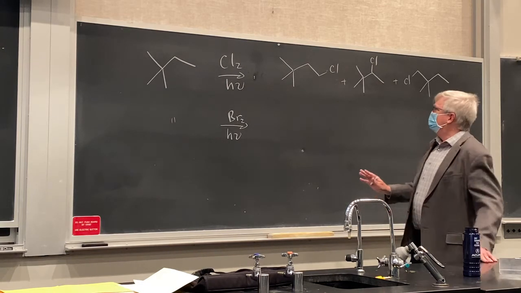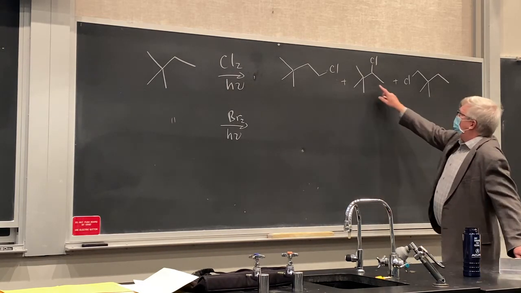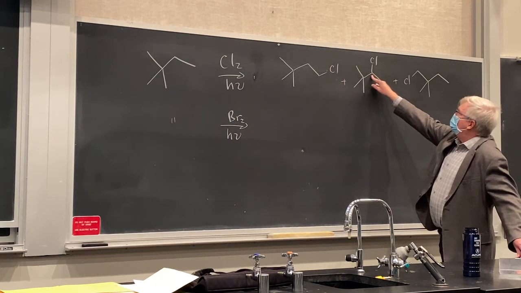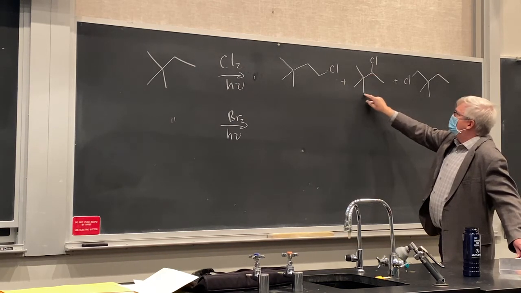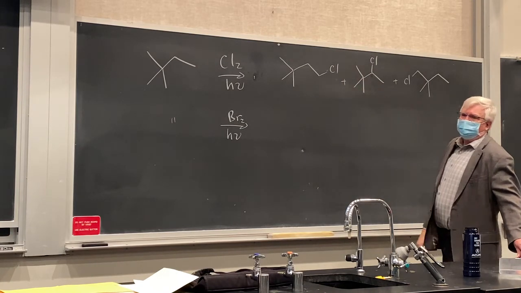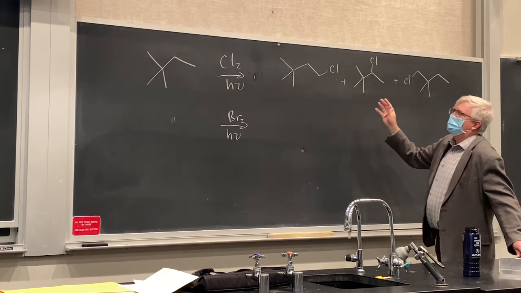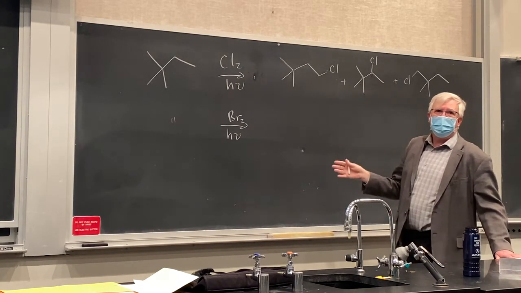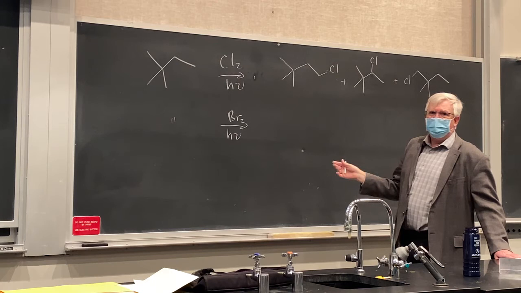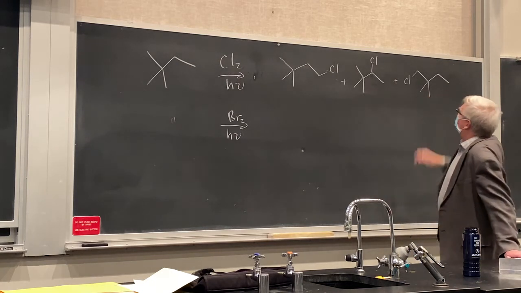Don't worry about that. The most stable intermediate would be the secondary one here, but you see there's only 2 hydrogens there that could be replaced, whereas here there's 9. And the relative selectivity of tertiary to secondary to primary is what, 5 to 3.8 to 1. So it's just not very selective. So draw them all out.